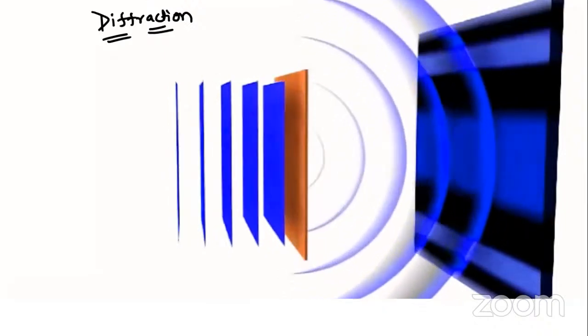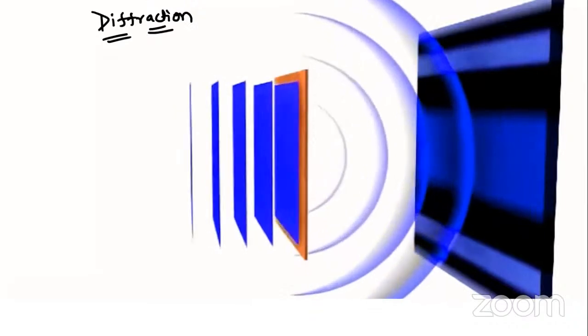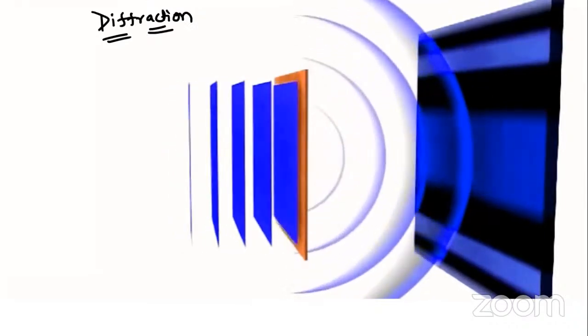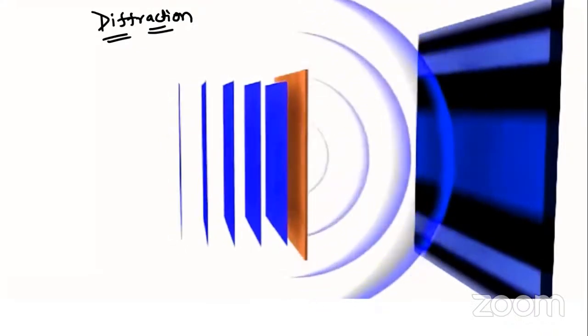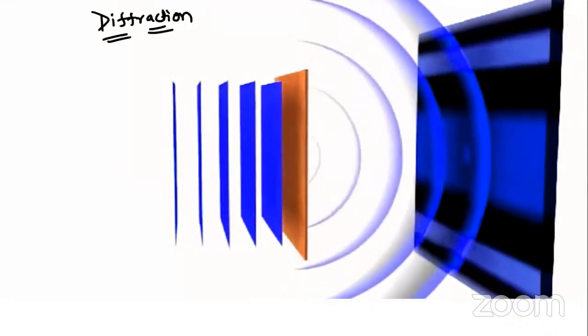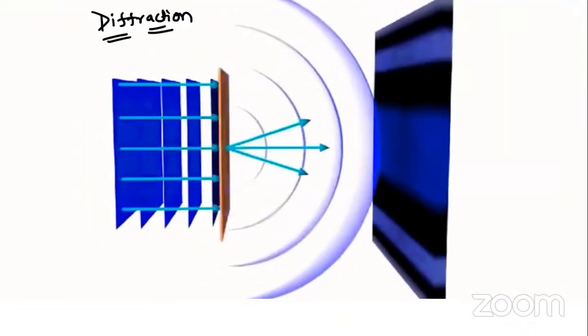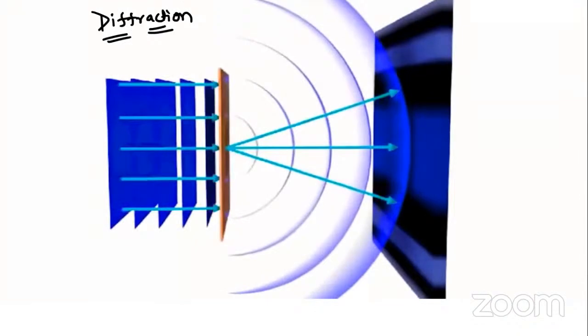So this is how, from planar wavefronts, the spherical wavefronts have been generated, and on the screen on the right hand side, you're able to observe this pattern, and this is known as the diffraction pattern. Although the waves are interfering, it is still a diffraction pattern. See how the rays are going.